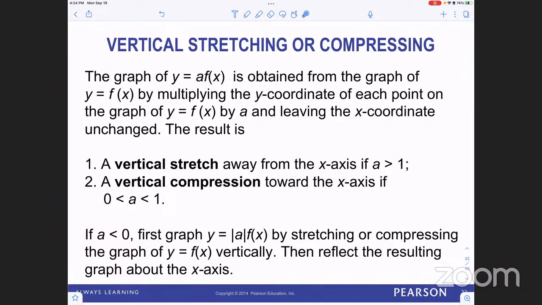If a is negative, then we just graph the absolute value of a times f. We basically do the same thing that we did previously, but then we take that result and flip it over the x-axis, because the y goes from positive to negative.